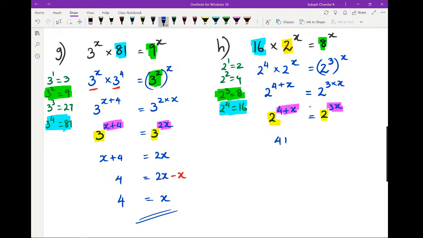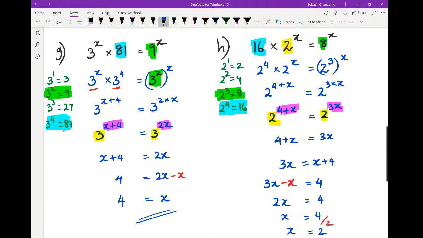So once the powers are equal to each other, we can write 4 plus x equals 3x. And again, if you really want, you can also rewrite this as 3x equals x plus 4, because remember, when it's equals, we can put both of them equal to each other. So then we need to get rid of the x from the right hand side, which means it's going to become minus x. That's equal to 4, and we've got 2x is equal to 4, and then x is equal to 4 divided by 2. So yes, you're going to get x is equal to 2.